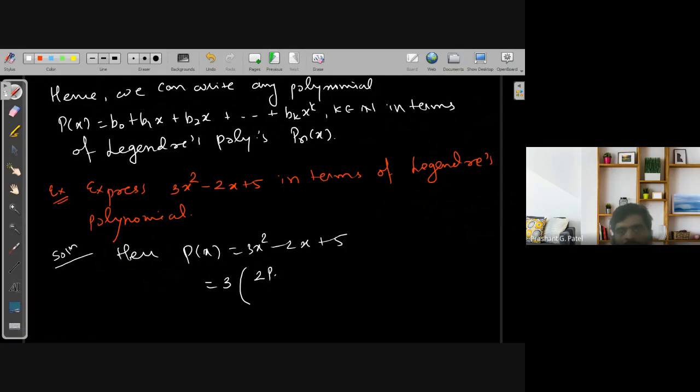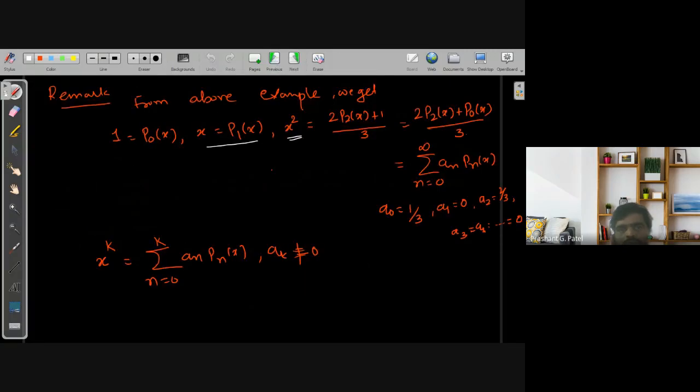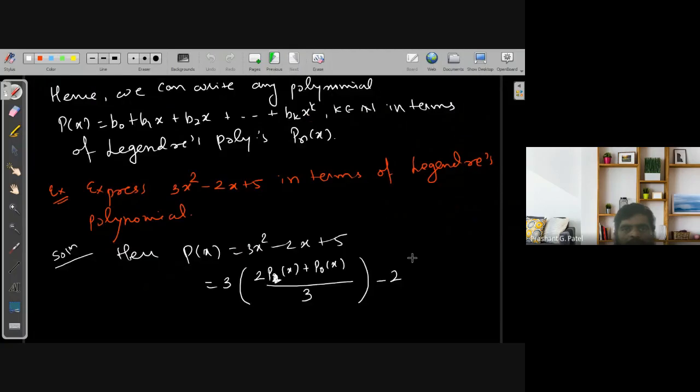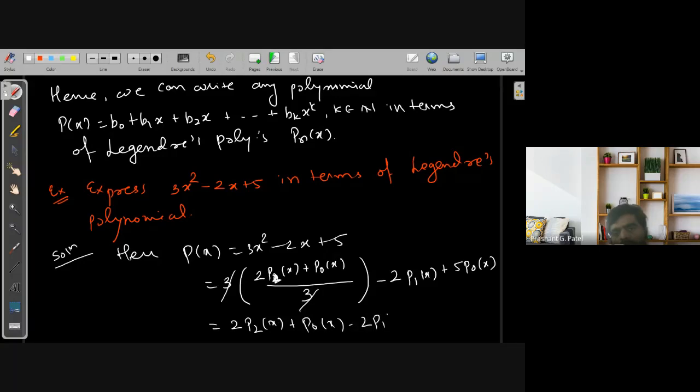So it is 3 into (2 times P2 of x plus P0 of x) by 3, minus 2 into x, the value of x is P1 of x, and 5 is 5 into P0 of x. This 3 will get cancelled out. So finally, if you simplify, this is 2 into P2 of x plus P0 of x minus 2 into P1 of x plus 5 into P0 of x. So if you simplify this, it will give you 6 P0 of x minus 2 times P1 of x plus 2 times P2 of x.